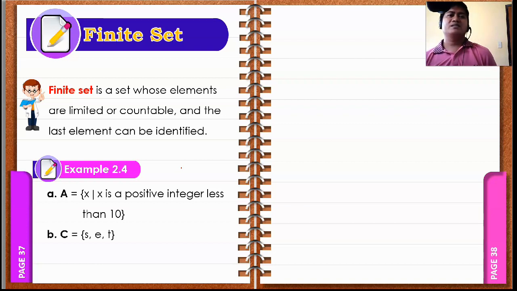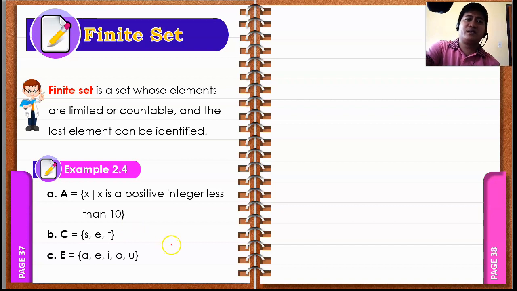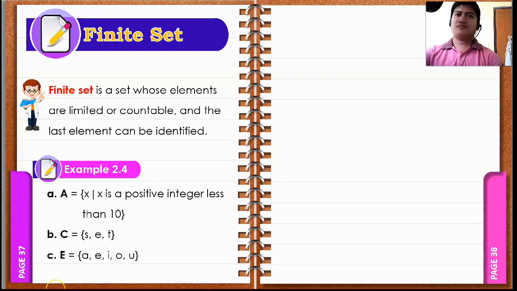So in this case, for letter A, we have 1, 2, 3, 4, 5, 6, 7, 8, 9. So we can count how many members are there in set A. Another example, we have set C, so there are 3 members. We can count. And this set E is a, e, i, o, u, so there are 5 elements. So that is an example of a finite set. Those elements are countable and we can identify the last element of the given set.